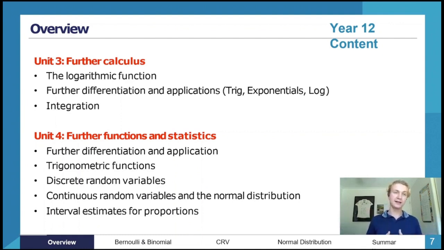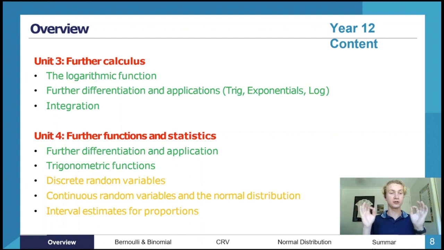Unit 3 was for the calculus, so logs, differentiation, applications, integration. We're not talking about that today. In fact, we're not really even talking about those first two, which is differentiation and application or trig. In Unit 4, we're talking about probability, and probability is what makes up the basis of Unit 4.